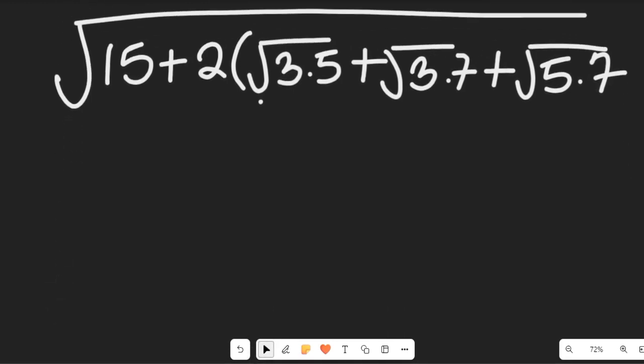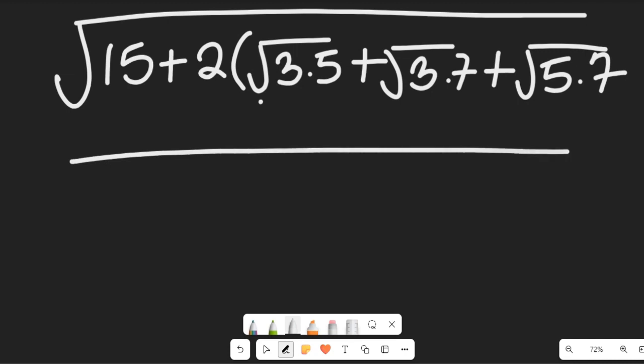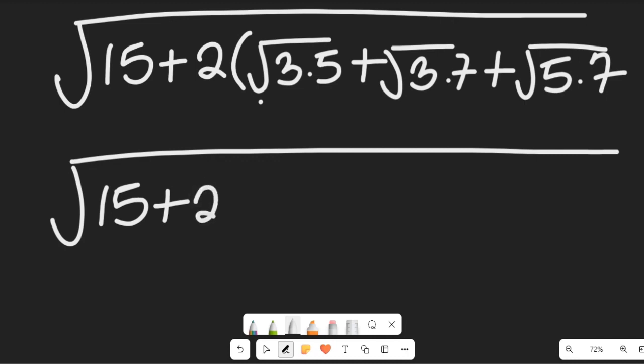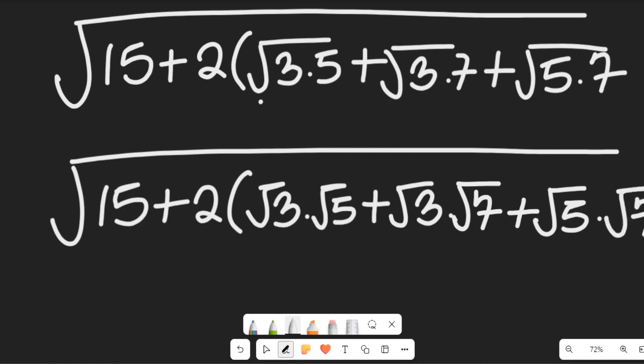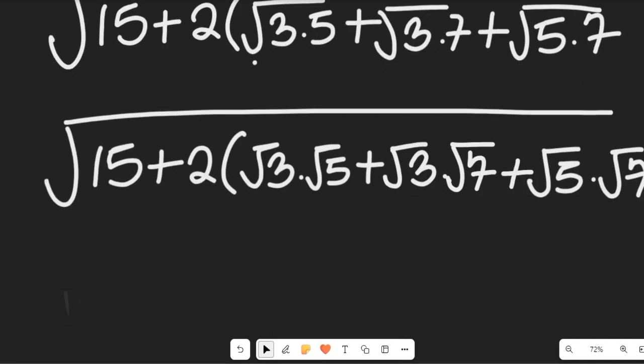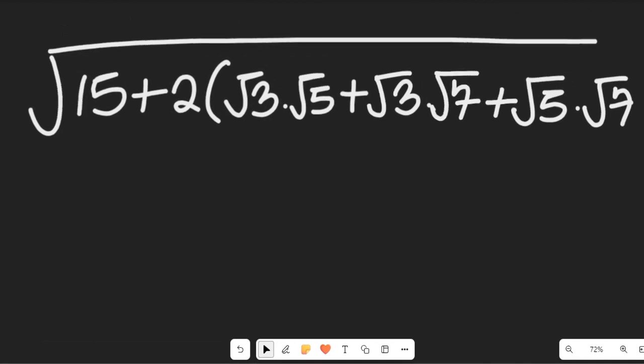So this is simplified to give us the square root of 15 plus 2 multiplied by the square root of 3 multiplied by the square root of 5, plus the square root of 3 multiplied by the square root of 7, plus the square root of 5 multiplied by the square root of 7. So we're going to finally look at this expression thoroughly and see how we can simplify this further.